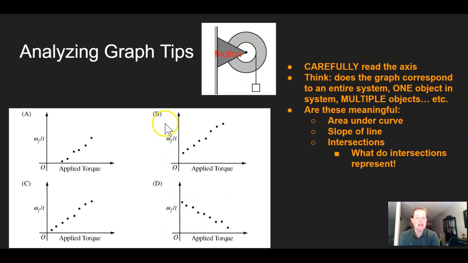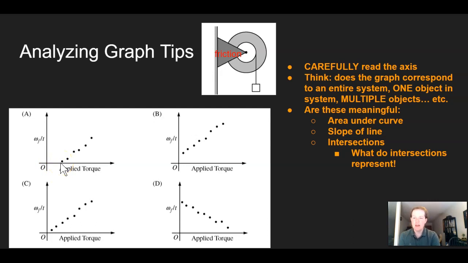Same thing with B. B is saying that I have 0 torque and maybe a little acceleration, or maybe it's close to 0. So maybe it's okay, but even this one's getting a little tricky. Whereas look at option A. Notice it's hitting the x-axis right here. What is that saying? It's saying I start accelerating not when I have this amount of torque, not this amount of torque, but when I have this amount of torque.